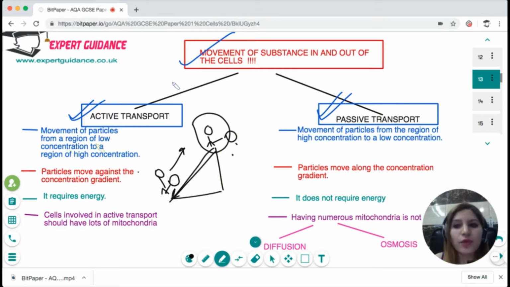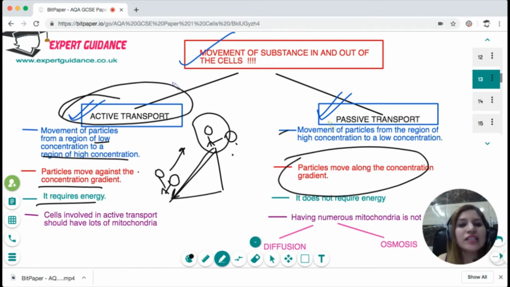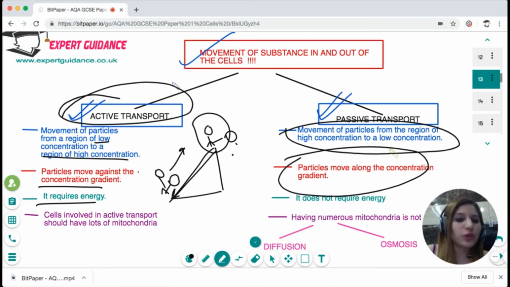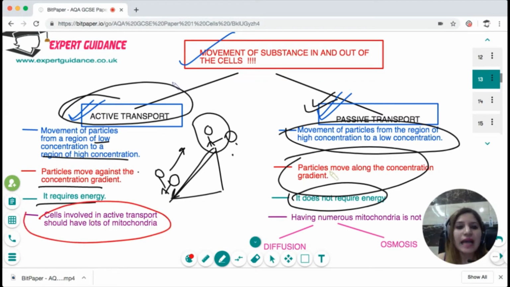Whenever particles move from a lower to a higher concentration, which means the particles move against the concentration gradient, it requires energy, and this is known as active transport. And when the particles move along the concentration gradient, that is from a region of higher concentration to a region of lower concentration, without the use of energy, that is known as passive transport. Since active transport requires energy, and we know it is the mitochondria that make energy for the cell, the cells involved in active transport have loads of mitochondria, while in passive transport, having numerous mitochondria is not a requirement.